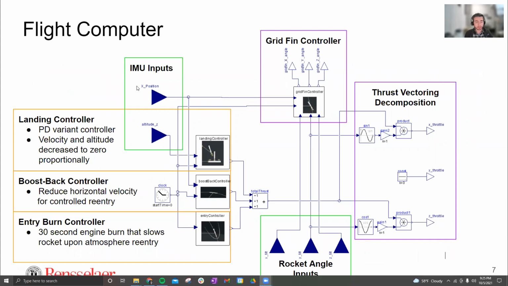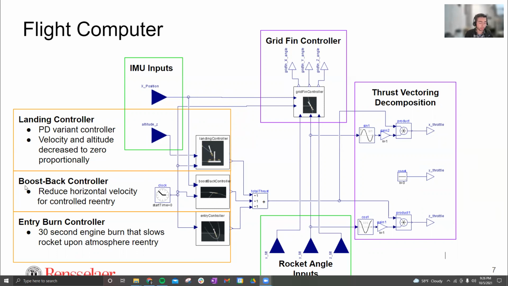As I mentioned, we have different functions or algorithms within this flight computer, and those are depicted on the left-hand side here in these orangish yellow boxes. Starting from the top, we have the landing controller. This is a PD variant controller that takes in the rocket's velocity and altitude, and it controls the engine thrust and the grid fin angles to decrease those 2 values, velocity and altitude, ideally to 0 at the exact moment the fuselage hits the ground.